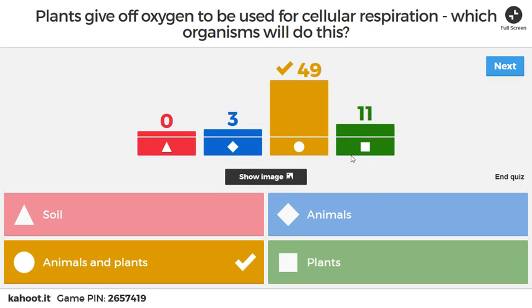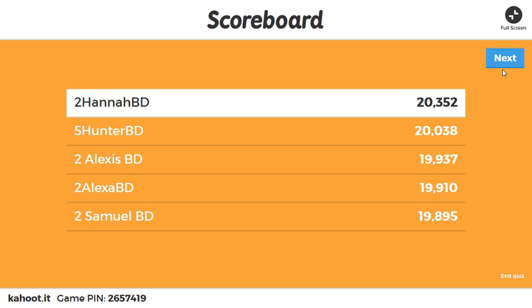Okay, so it's going to be animals and plants. It's not just animals, it's not just plants, it's both animals and plants. So plants do photosynthesis to make sugar. During cellular respiration, they actually use that sugar, and that's what we do to release the energy stored in our food is cellular respiration. All right, let's move on.